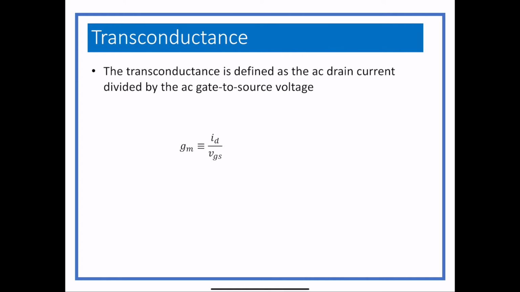Anyway, in order to find that, if we take id, which was Kn prime W over L, VGS minus V threshold times vgs, and we divide that by vgs, we just get the original equation without the vgs part. The vgs just cancels, which means we can calculate gm that way if we know VGS and V threshold, and we could also, if we knew the overdrive voltage, calculate it that way. So there's a couple of different ways we could calculate it. Most of the time we don't use the overdrive voltage, but you could. And there's actually 2 other ways to calculate it, which I'll cover later.